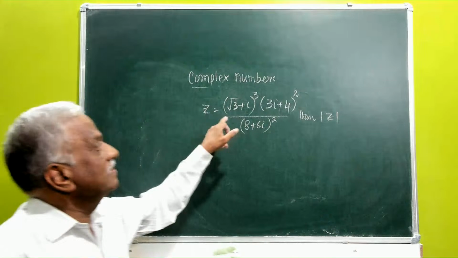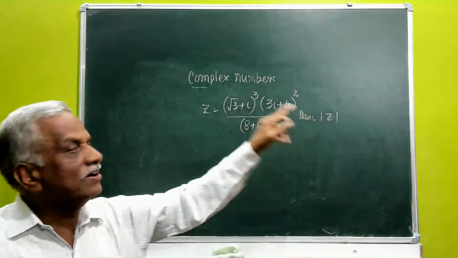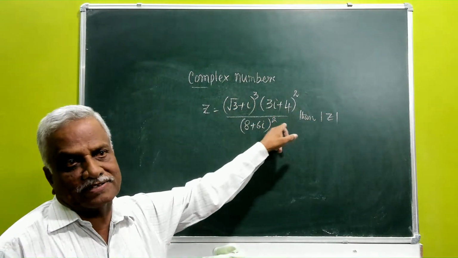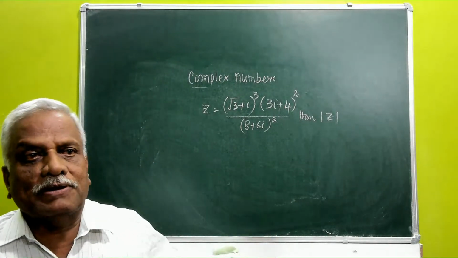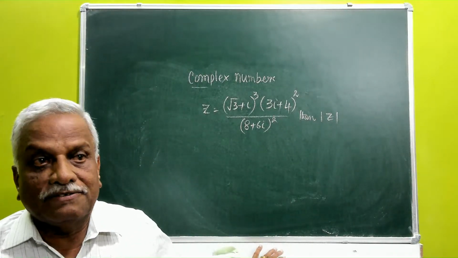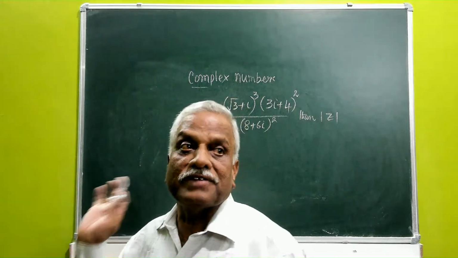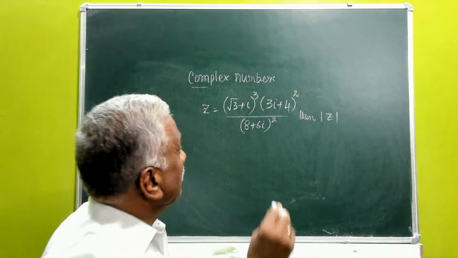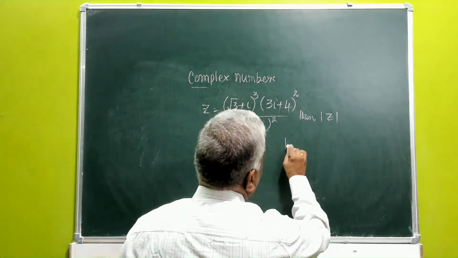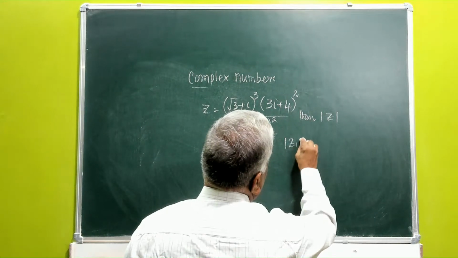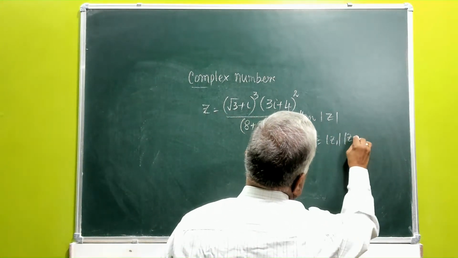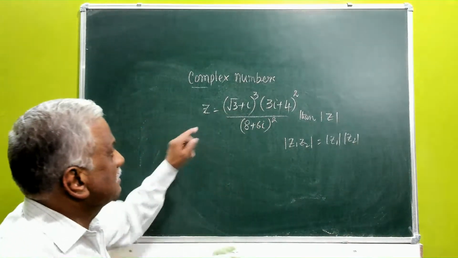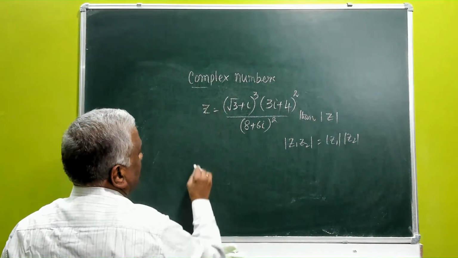Here what happens is, normally we get a feeling we have to expand this whole cube, multiply those two, and we have the denominator, that also expand or rationalize it. That will take a lot of time. You can't expect such a question in CET. So you need to remember the formula that I have taught you. Modulus of Z1 into Z2 is equal to modulus of Z1 into modulus of Z2. So let us find modulus of this directly.